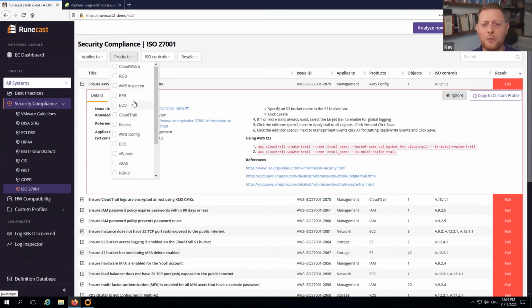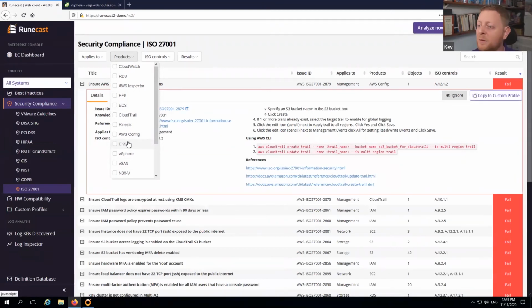I have to read this out because there's too many for me to memorize. ECS, CloudTrail, Kinesis, AWS Config, and EKS. So if you're running the managed Kubernetes service, great, we can give you the kind of insights from an infrastructure perspective for ISO as well there.